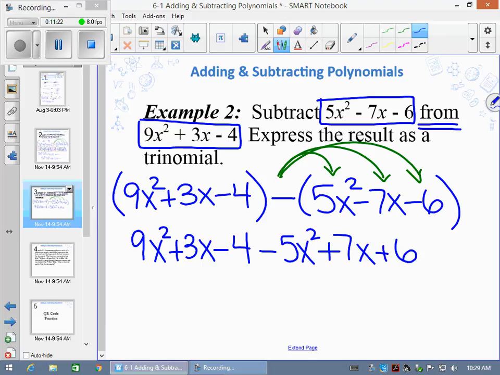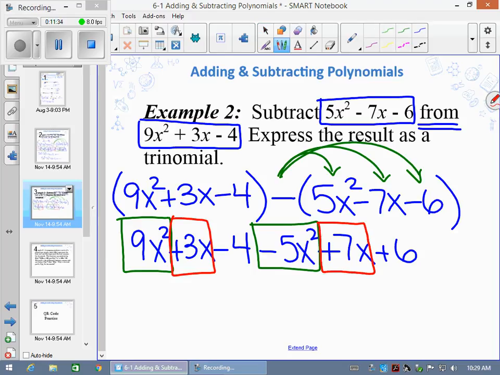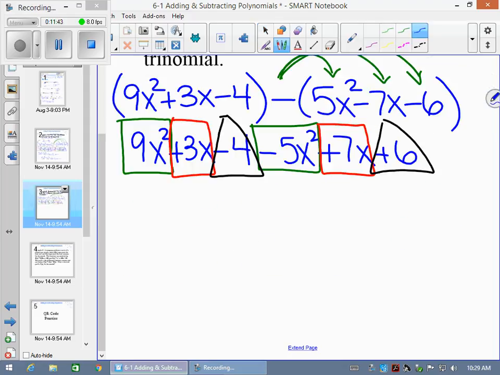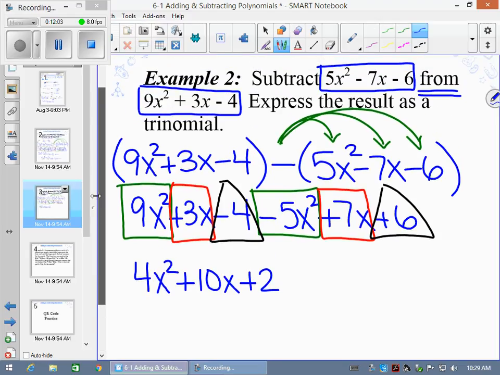So 9x squared is going to have a like term with negative 5x squared. Positive 3x has a like term with positive 7x. And my constant term, negative 4, has a like term with positive 6. If I combine now these like terms, 9x squared minus 5x squared, 9 minus 5 is 4x squared. 3x plus 7x, 3 plus 7 is 10x. And negative 4 and positive 6 added together give me positive 2. So 4x squared plus 10x plus 2 is the difference in standard form of those two polynomials.